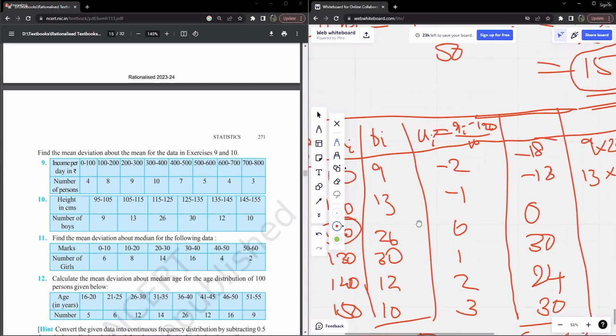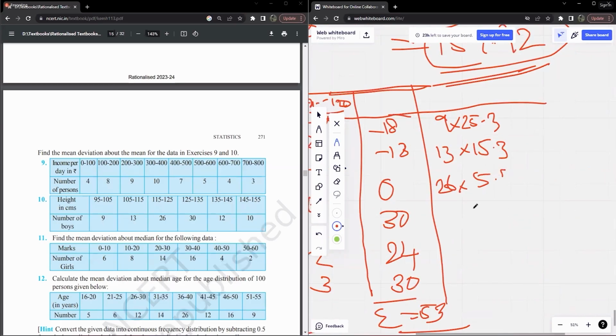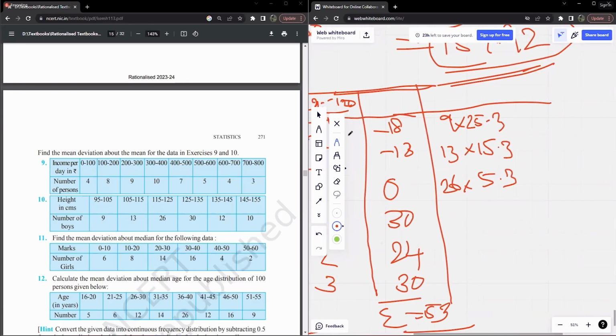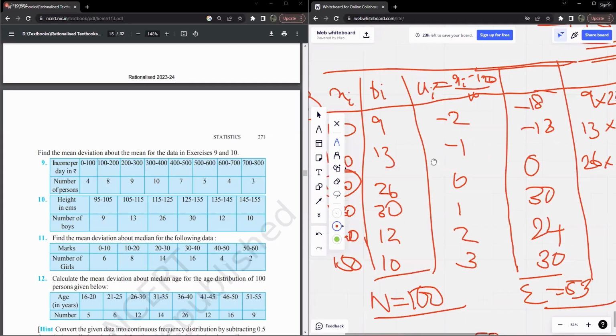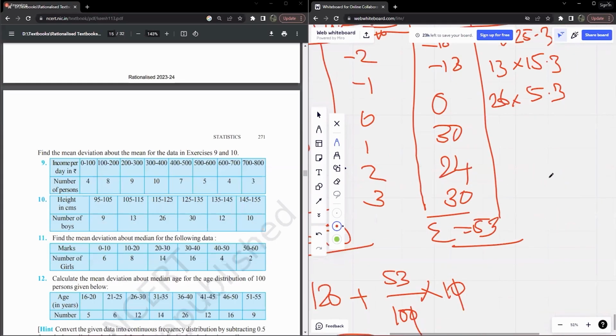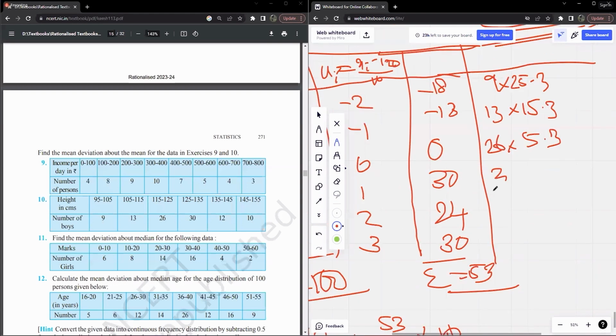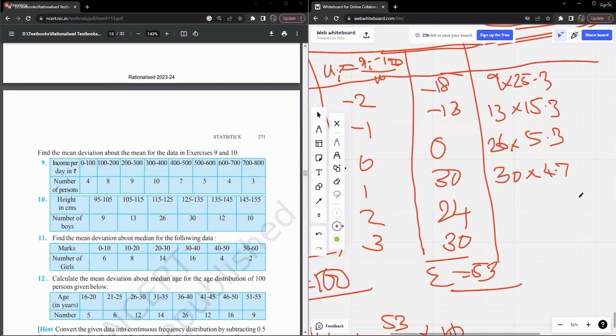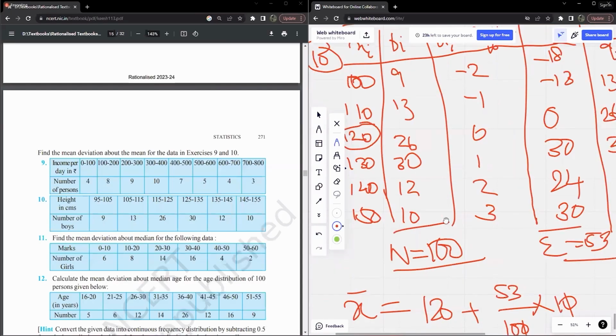Right. After this is where it gets a little bit trickier. Right. 130 minus 125.3 is 4.7. So we have 30 times 4.7. Then you have 12 times 14.7. And finally, you have 10 times 24.7.